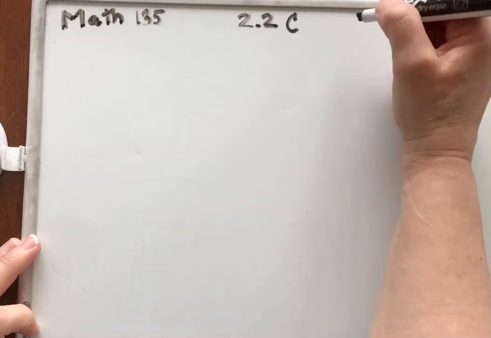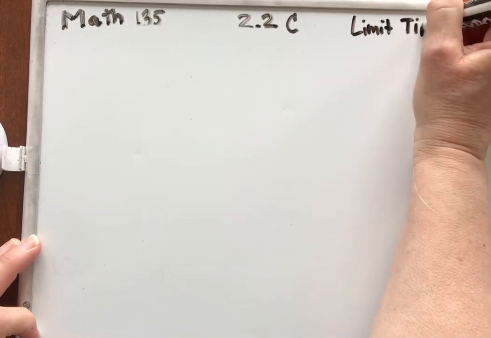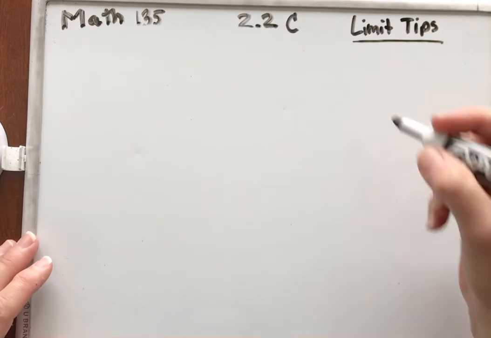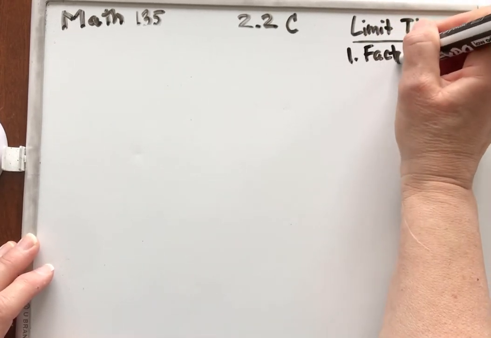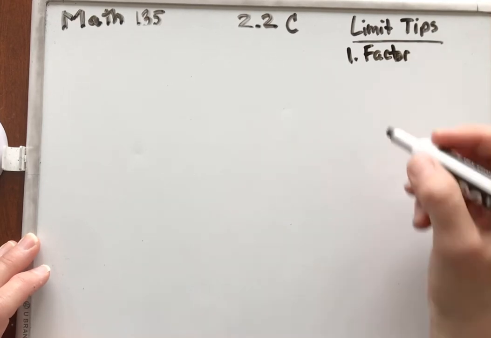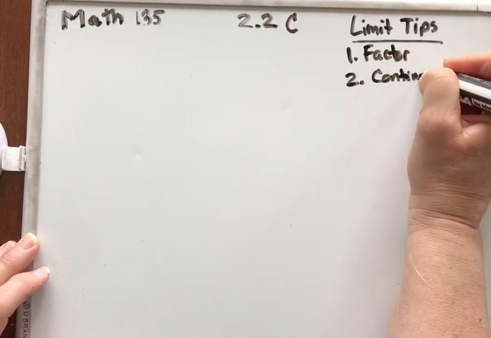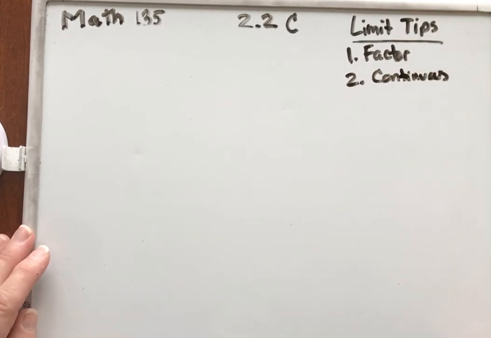2.2c. I'm going to give you some limit tips because you're going to get all different types of problems. Okay, so the first one is factor when possible. Factor your limits when possible. Then you ask yourself, is what you're looking at continuous? If it's continuous, it's easy. You can just evaluate it.